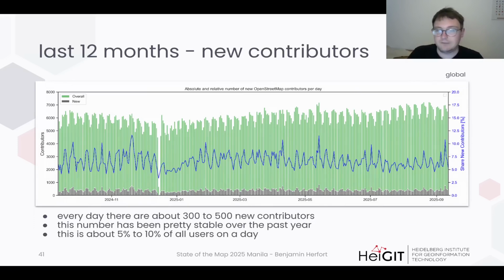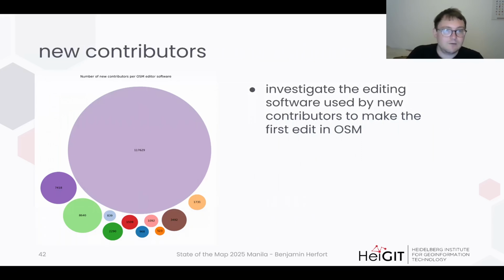Now I adjusted that plot a little bit to add information about the new contributors every day. That's the gray bar at the bottom. Every day there are about 300 to 500 new contributors. This has also been pretty stable over the past years. It didn't grow, but it also didn't decline. In general, this is about 5 to 10% of all users. And I looked further into the editing software that these new contributors used. And you can guess already on the left side which bubble belongs to which editor.